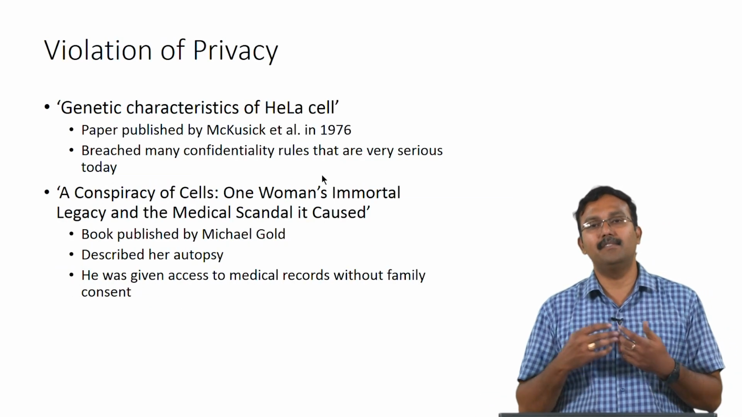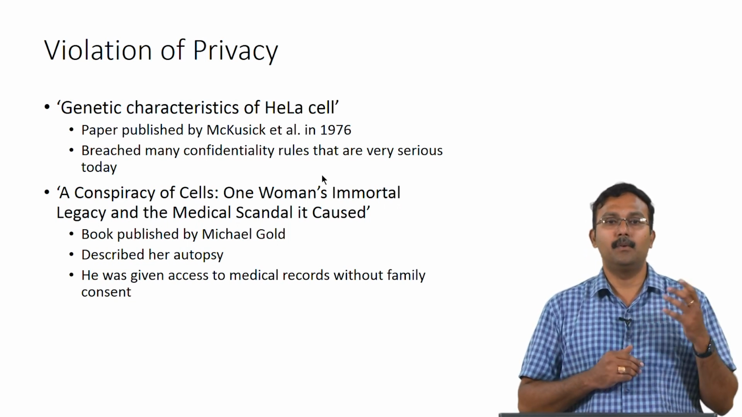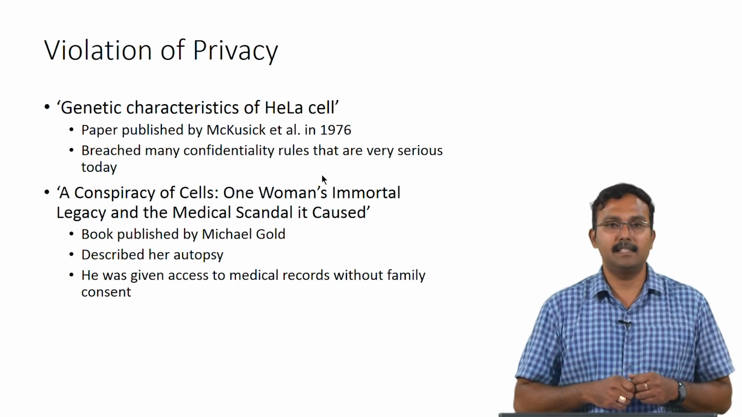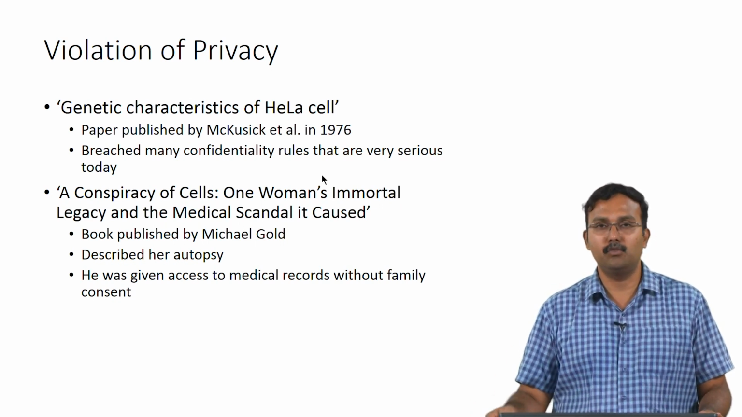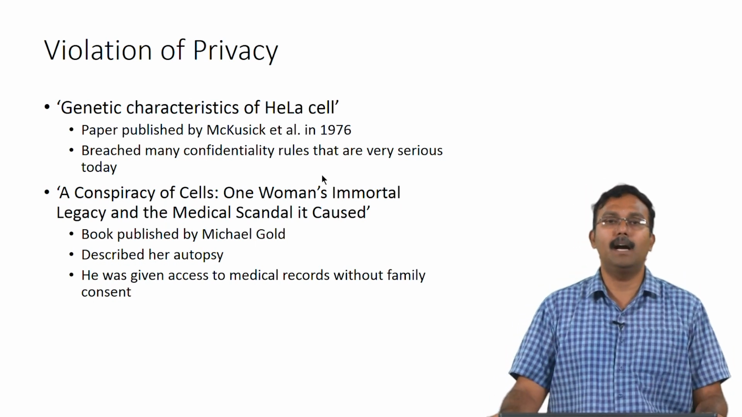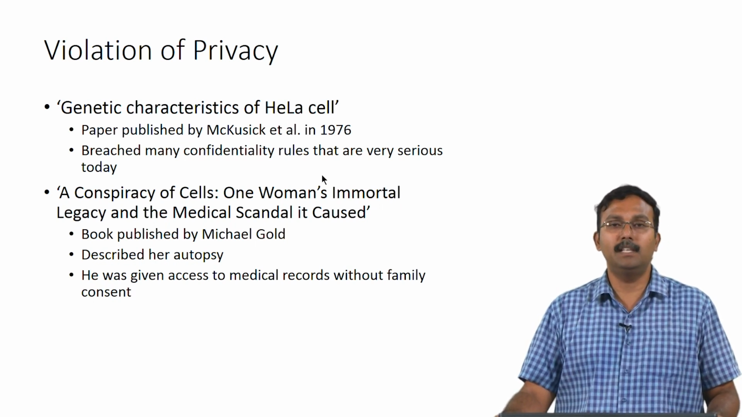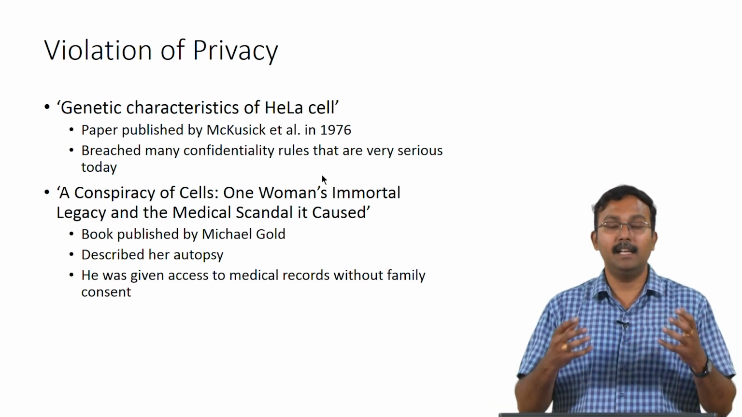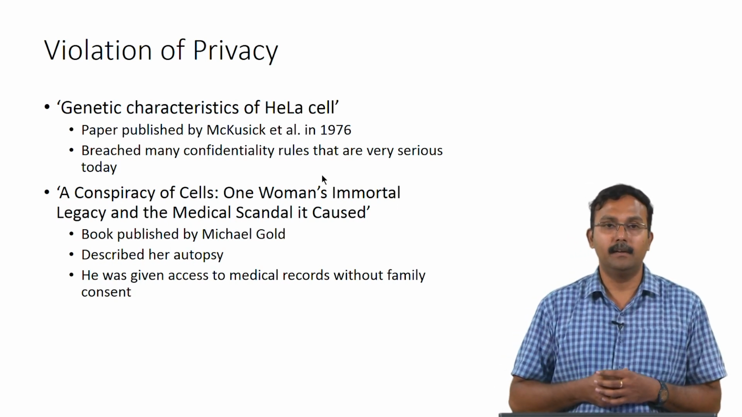There has been significant violation of privacy. In 1976, there was a paper published titled Genetic Characteristics of HeLa Cells. This breached many confidentiality rules that are very serious today. However, 43 years back it was not that big a deal and people published it, and this was private information which should not have been revealed. Had there been informed consent, Henrietta Lacks and her family would have had control over what was actually being revealed.